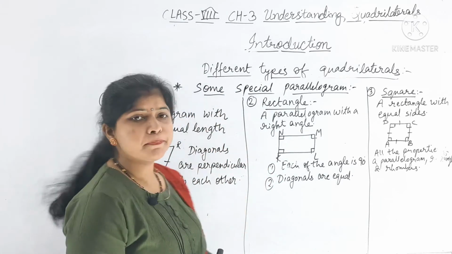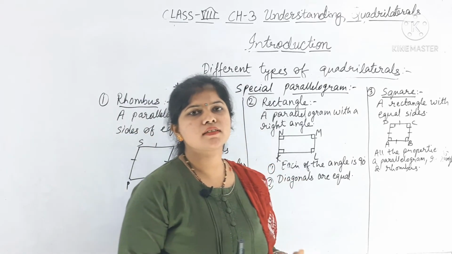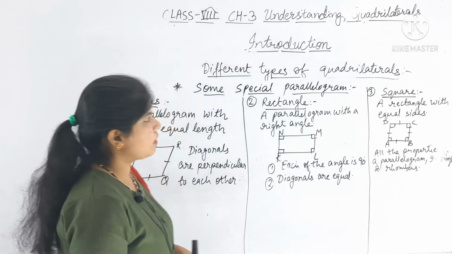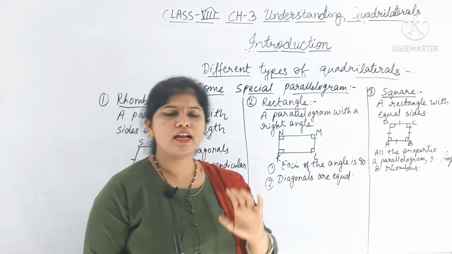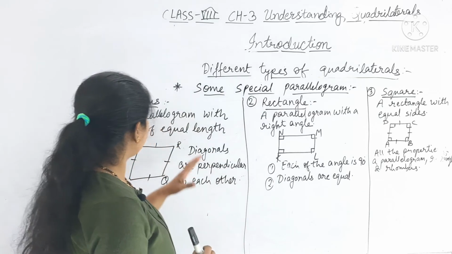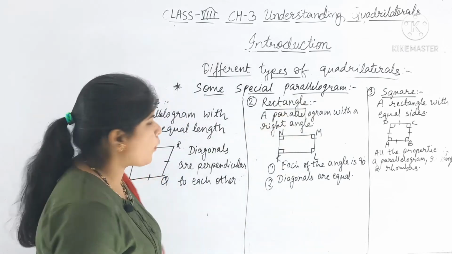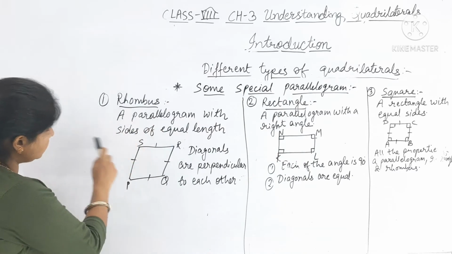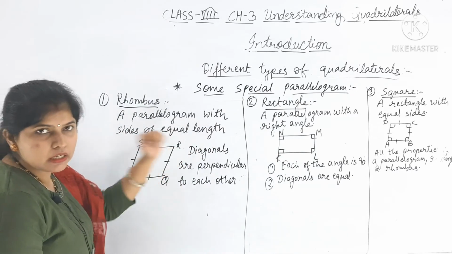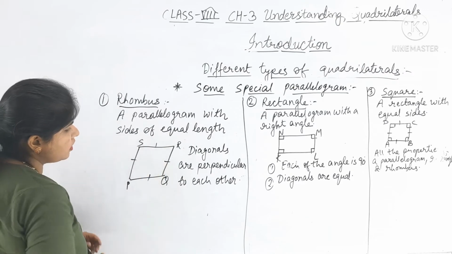Here are some special parallelograms. We had discussed about the parallelogram that opposite sides are equal and parallel. Okay, here are some special parallelograms: rhombus, rectangle and square. Here rhombus, you can see a parallelogram with sides of equal length. So all sides are equal.